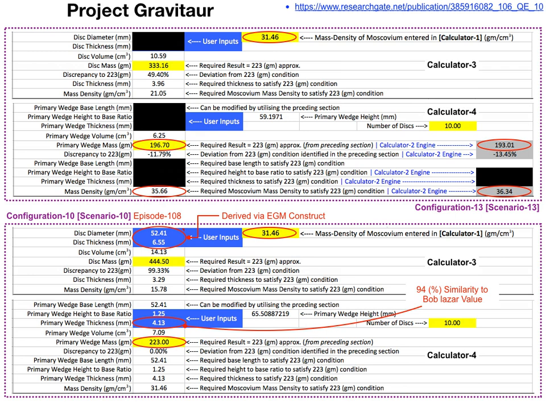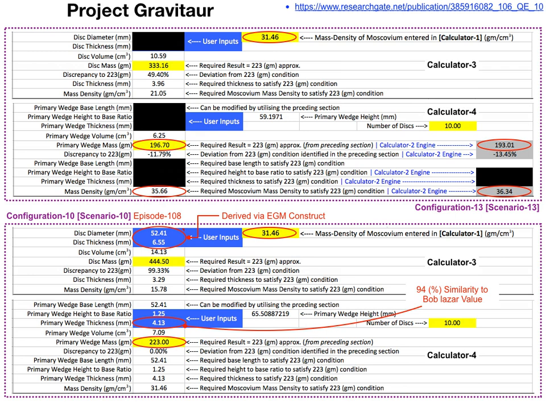As we stated on the previous slide, the element 115 primary wedge appearing in the Project Gravitaur documentary does not constitute material with a mass density of 31.5 grams per centimetre cubed. Similarly, it does not constitute a mass of 223 grams. It is approximately 30 grams less than the required value. In fact, the mass density of element 115 required to yield a primary wedge mass of 223 grams, according to the Project Gravitaur documentary, is 36.34 grams per centimetre cubed.